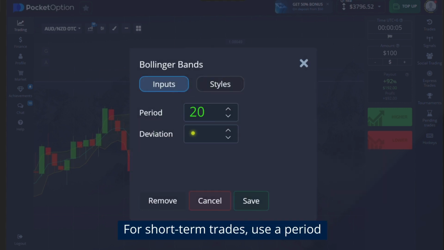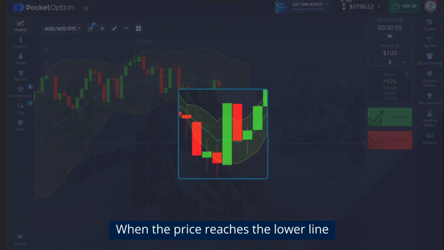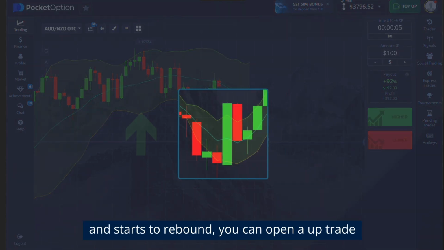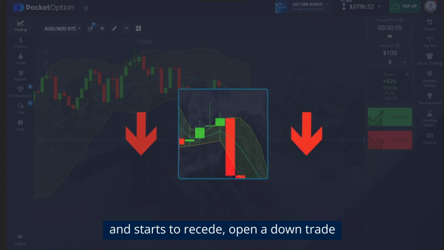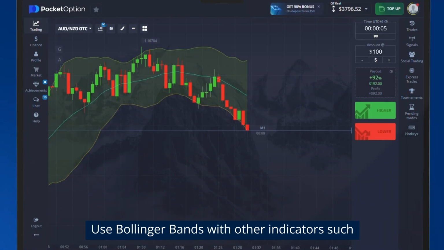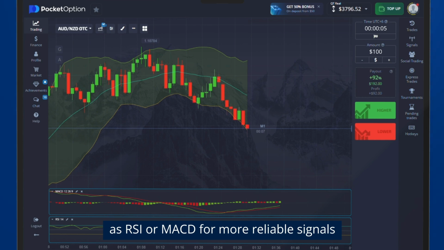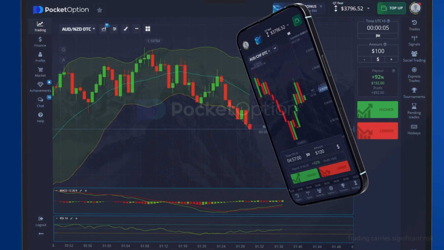How to set up the Bollinger Bands indicator for quick trades, starting at 5 seconds. For short-term trades, use a period of 20 and a deviation of 2. When the price reaches the lower line and starts to rebound, you can open an up trade. When the price touches the upper line and starts to recede, open a down trade. Use Bollinger Bands with other indicators such as RSI or MACD for more reliable signals.